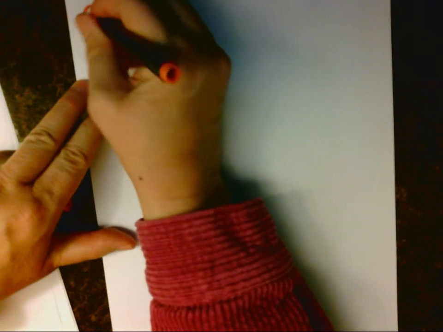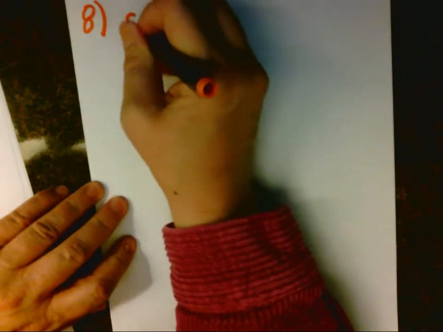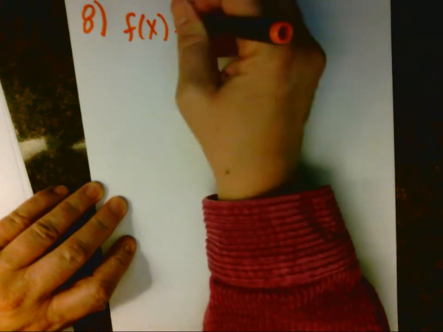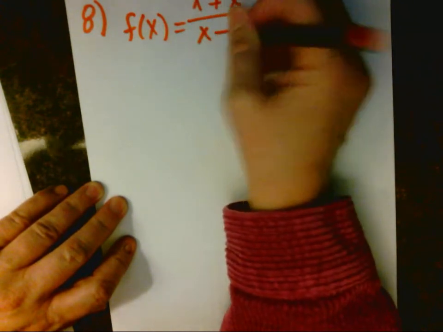Number 8. Keep in mind that you can pause this at any point that you want to. You might see what he wants. f of x here is x squared plus x over x minus 1.